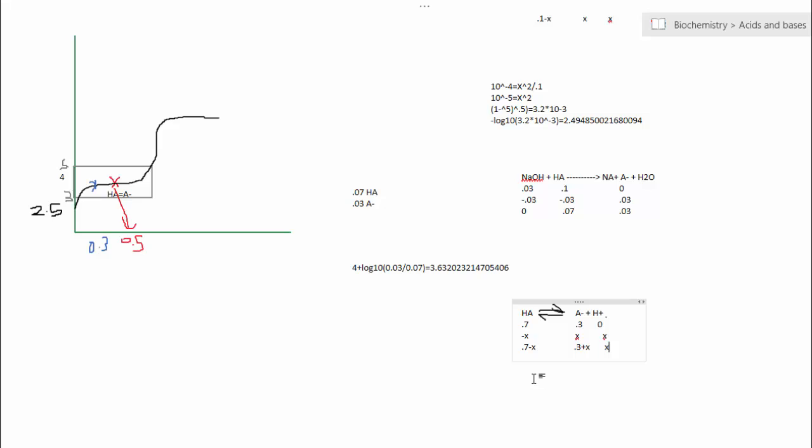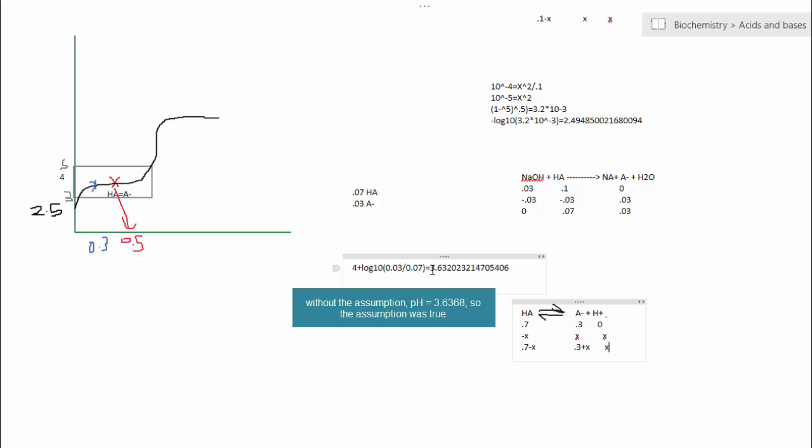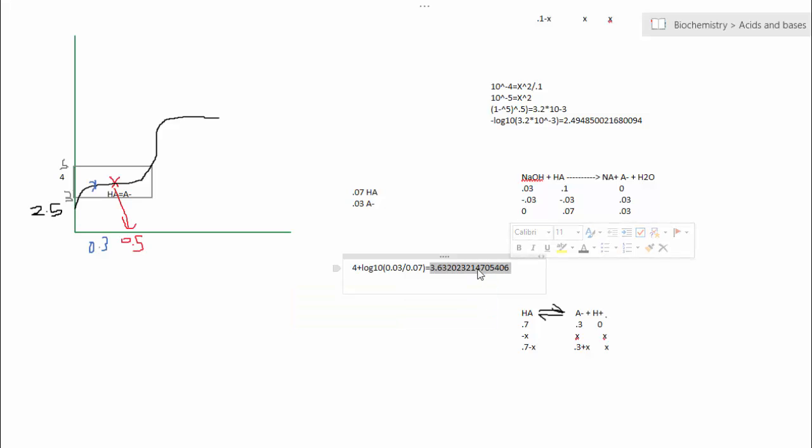If you solve it, you will find that the assumption is true, and you will have the same value here. It is common to use the Henderson-Hasselbalch equation for buffers because it is more convenient to use.